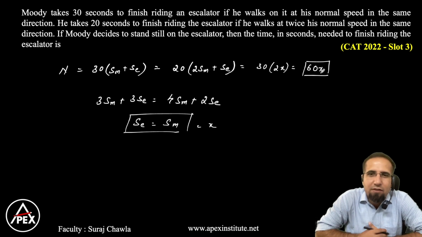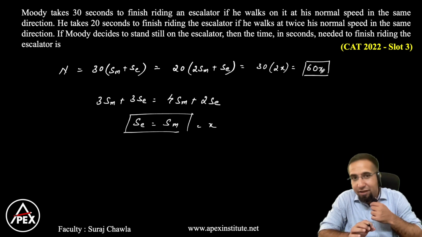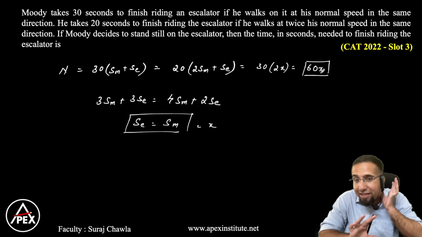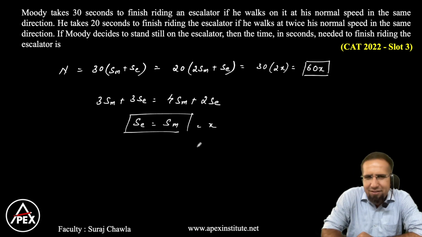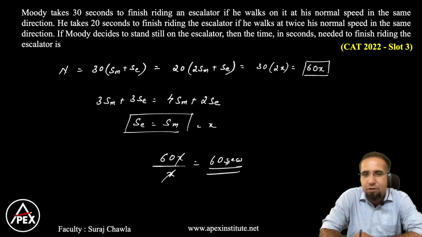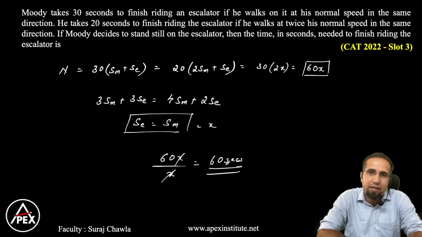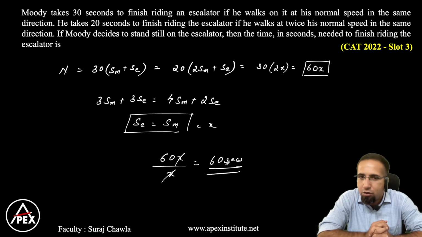Now what is the question asking us? The question is asking us, if Moody decides to stand still on the escalator, then the time taken in seconds needed to finish riding the escalator. That means he is not moving, only the escalator is moving. Clear? But it doesn't matter because speeds are the same in both cases. So we get 60x by x, x and x get cancelled. So therefore, the time taken becomes 60 seconds when the person is standing still and only the escalator is moving.